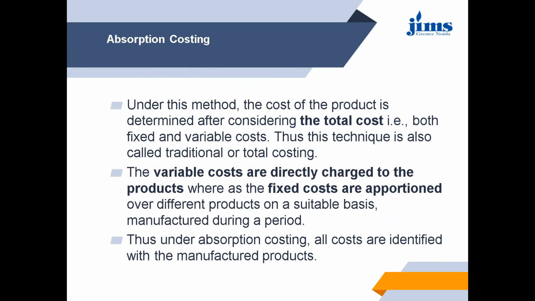Now the next topic is absorption costing. In this, the cost of a product is determined after considering the total cost. So this technique is also called total costing or traditional costing. Here variable costs are directly charged to the products, while fixed costs are apportioned over different products on a suitable basis, manufactured during a period. So under this, all costs are identified with the manufactured products.